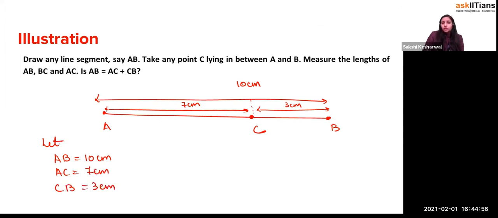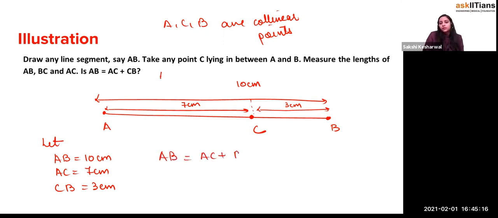And CB length is equal to 3 centimeters. So can I say that A, C, B are collinear points? Yes or no? These are collinear points because they lie on a straight line, right? So can I simply say that if you add these, AB is equal to what?